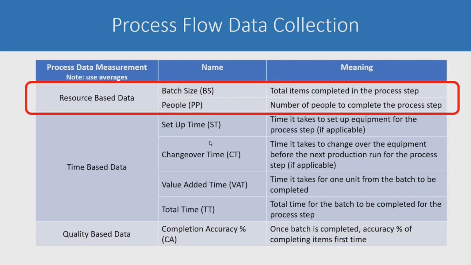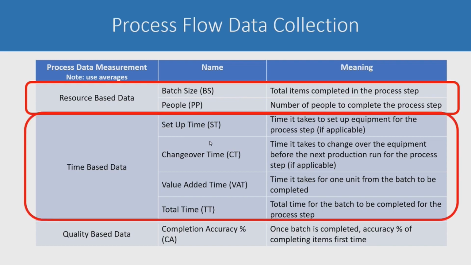So let's look at resource-based data. We always want to look at the batch size, which is the total items completed in the process step. We also want to look at the people. How many people does it take to actually complete this step? When we look at time-based data, again, setup time and changeover time are very applicable in the manufacturing because it talks about the equipment, like the time it takes to set it up and the time it takes to change over. But what is really important in the world of efficiency, which is where you really use these particular maps, is the value added time. Time it takes for one unit from the batch to be completed.